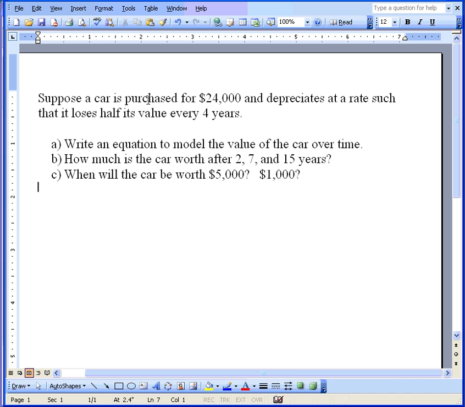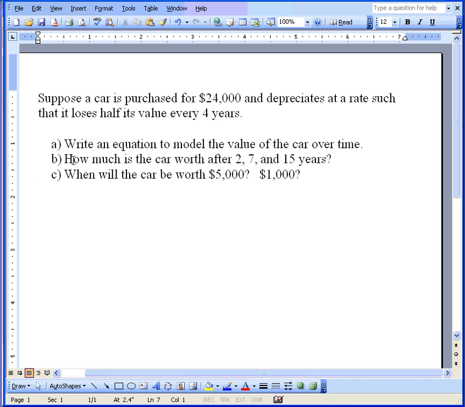Okay, I am just going through this one problem I left on the board in a couple of my classes about a car that's purchased for $24,000 and it depreciates. That means it loses its value at a rate such that we know that it loses half of its value every 4 years. Okay, so using the equation from the board that I gave you, write an exponential equation to model the value of the car over time.